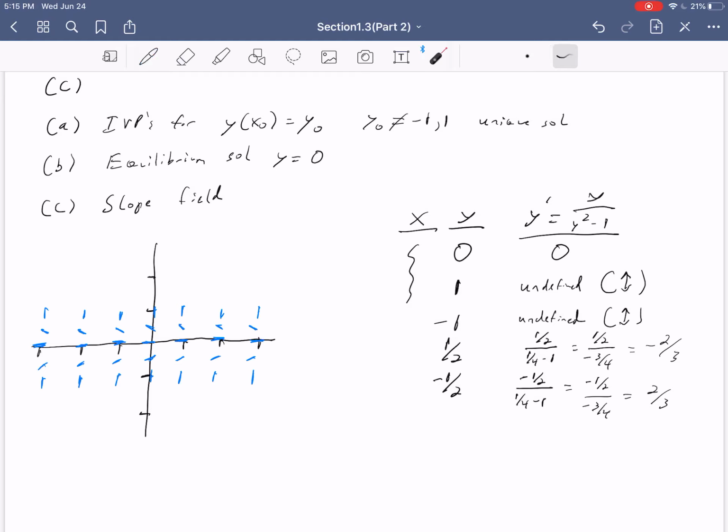And then it might be nice to know what goes on up here or down here. So we could do 2 and -2. At 2, we'd get 2 over 4 minus 1, which would be 2/3. So at y equals 2, we get a slope of 2/3. So we also get some slow positive ones there. And then for -2, it shouldn't be hard to see that we get -2 over 4 minus 1, which is -2/3. So we get some negative slopes down here. Okay, so let's think about what we have here.